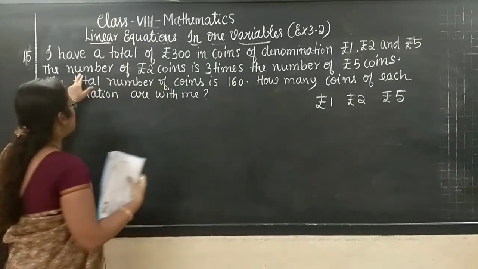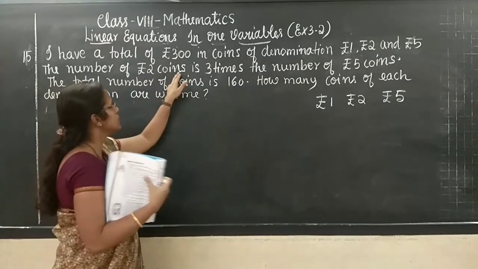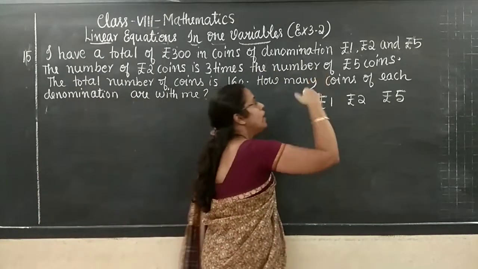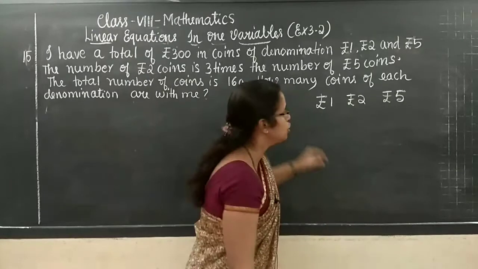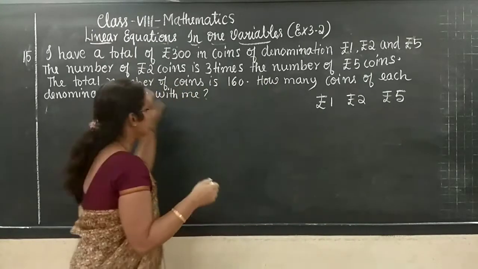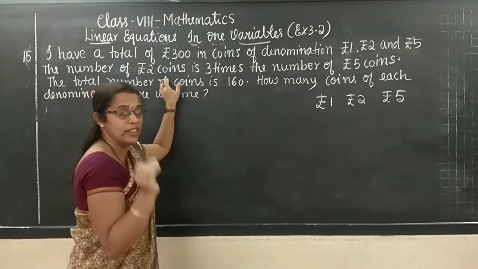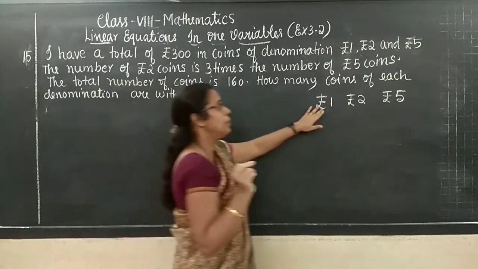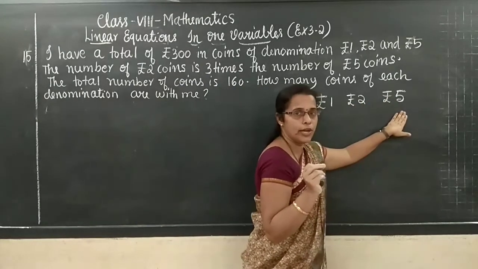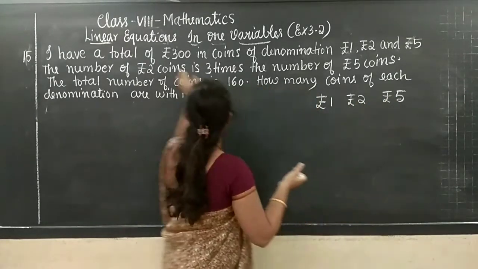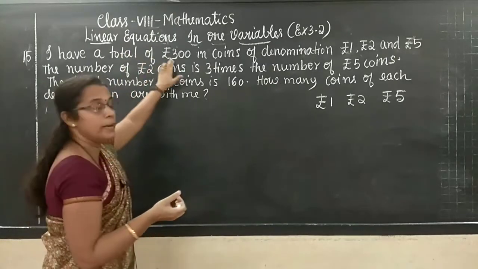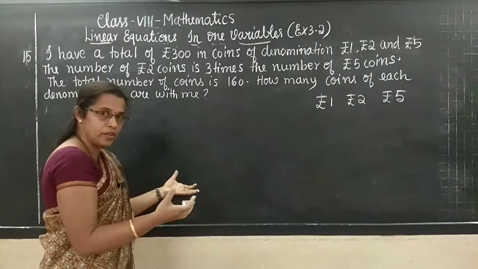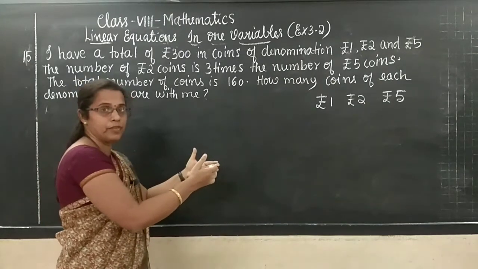Okay, children. So the number of 2 rupee coins is 3 times the number of 5 rupee coins. Like the previous question, the ratio was not given, but it is given in the form of a sentence, which you have to understand. See here, the denomination is clear: 1 rupee, 2 rupees, and 5 rupees. The total amount is given, I am having rupees 300.